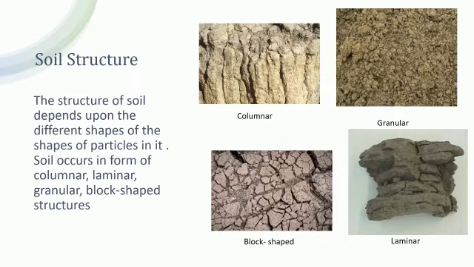Soil structure. It is the arrangement of the solid parts of the soil. It depends upon the different shapes of particles in the soil. Different forms or shapes of soil. First is columnar. This structure has columns. Second, laminar. Groups or aggregates of soil particles are arranged in thin horizontal plates.